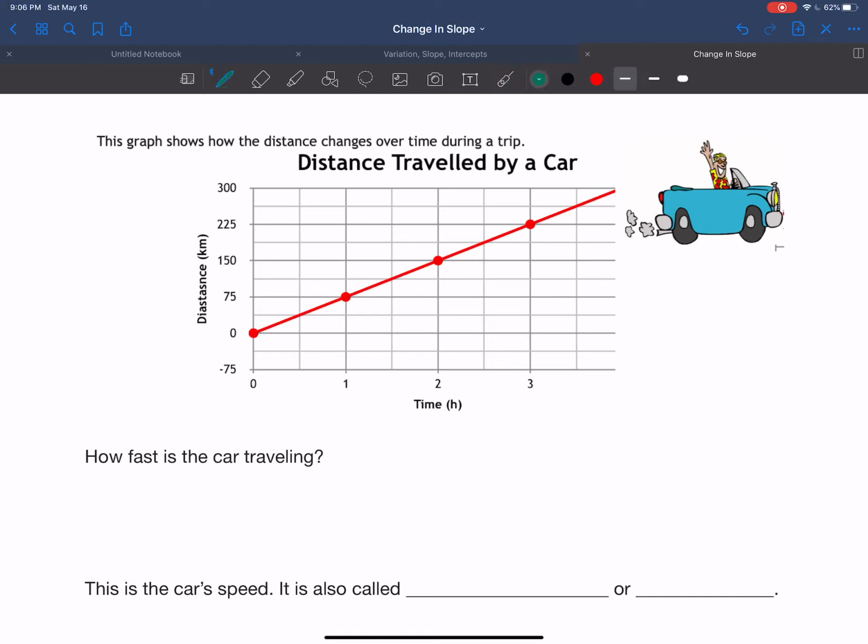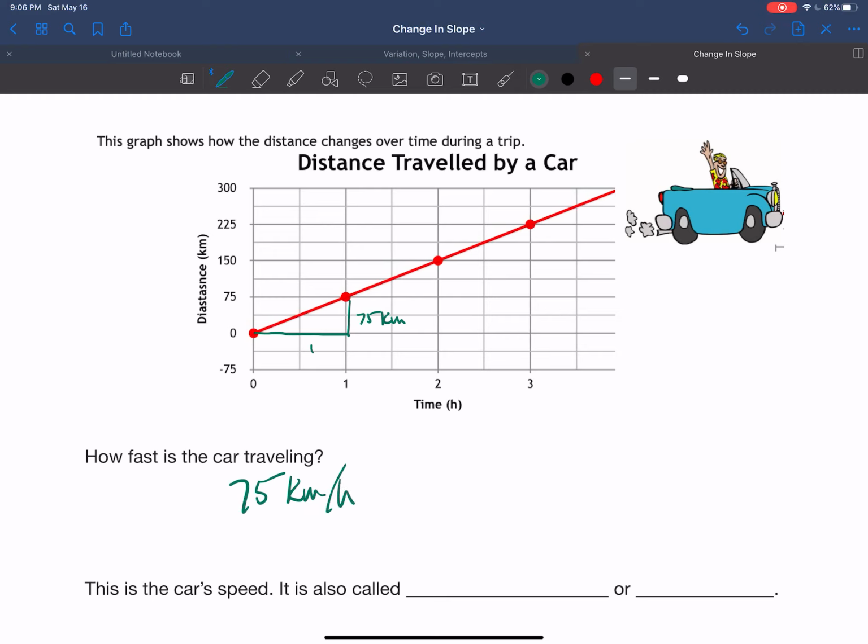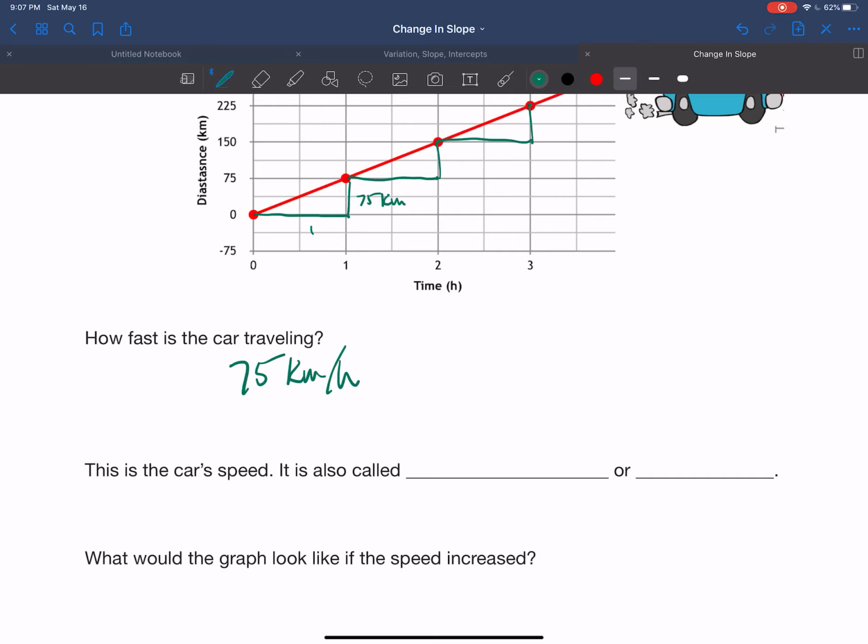So how fast is the car traveling? If we go over 1 hour, that means we went up 75 kilometers. So that's 75 kilometers per hour. And the line's not changing, so every hour it's going up 75. It's changing by 75 kilometers every hour. This is the car's speed, or rate of change, or slope. Okay, so I'll say rate of change or slope interchangeably.